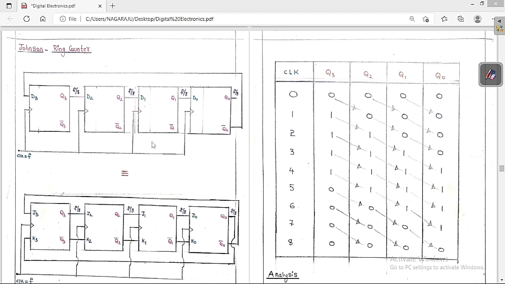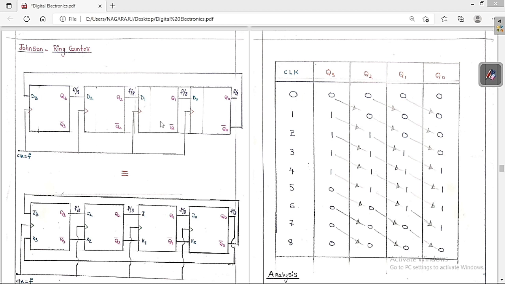So this is the circuit diagram if you want to make the Johnson ring counter with the help of D flip flops. Here Q3 is given as input to D2, Q2 is given as input to D1, Q1 is given as input to D0, and this is Q0. But you have to take feedback from Q0 bar, and you have to bring it to here. If you take feedback from here it is a ring counter, but if you take it from here it is called the Johnson ring counter. So if you take feedback from Q0 bar it is called the Johnson ring counter.